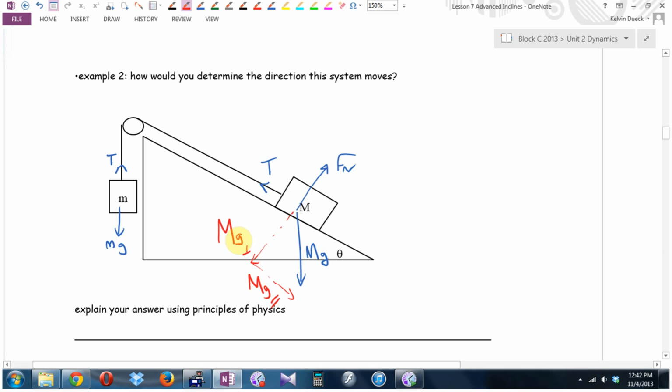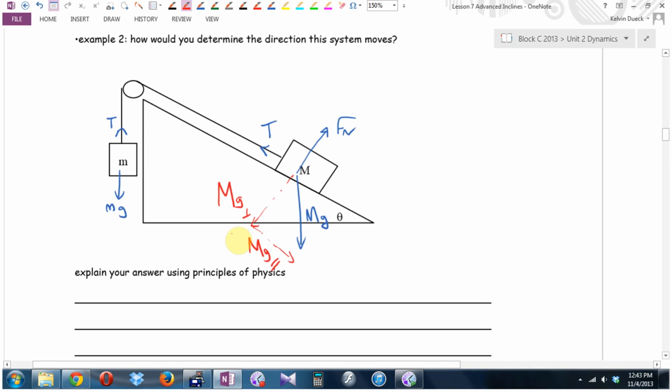Hey, looking at this, can you see what happens to the tensions? They cancel. You know what? The tensions aren't what makes this system decide to move. And I'm going to argue, Michael, that the normal force and mg perpendicular cancel each other out. Do you know what two forces are tugging in opposite directions here? Little mg down and what? Hakeem. Big mg parallel.